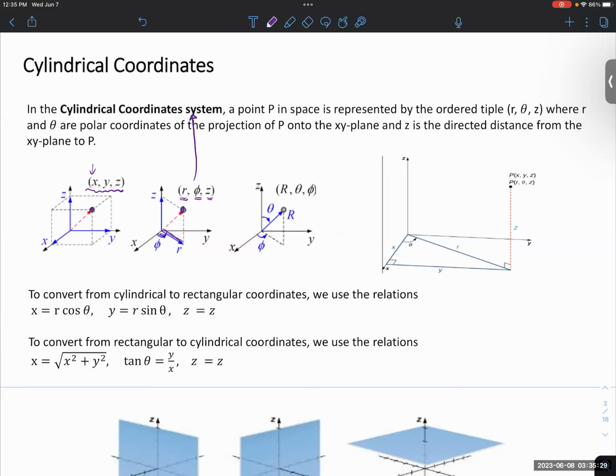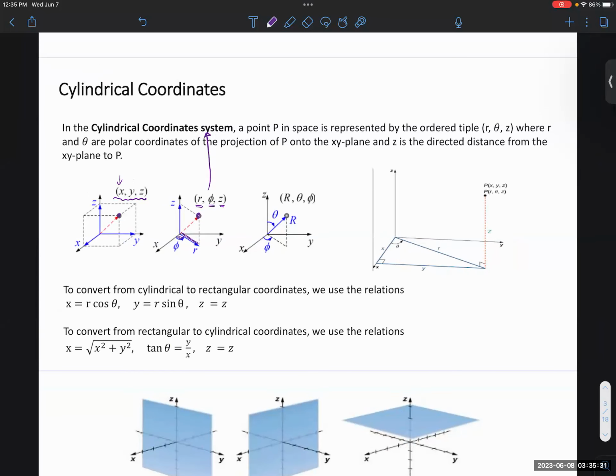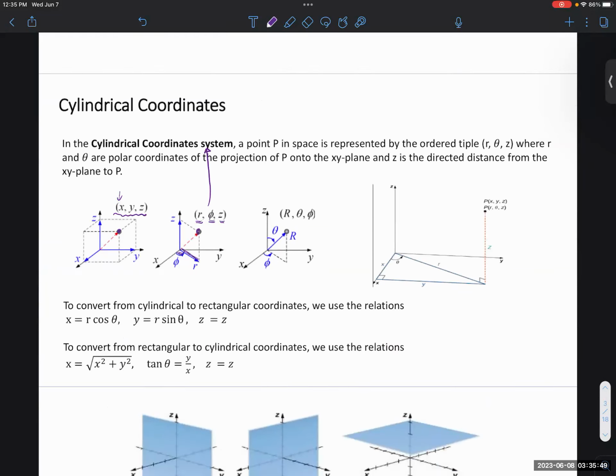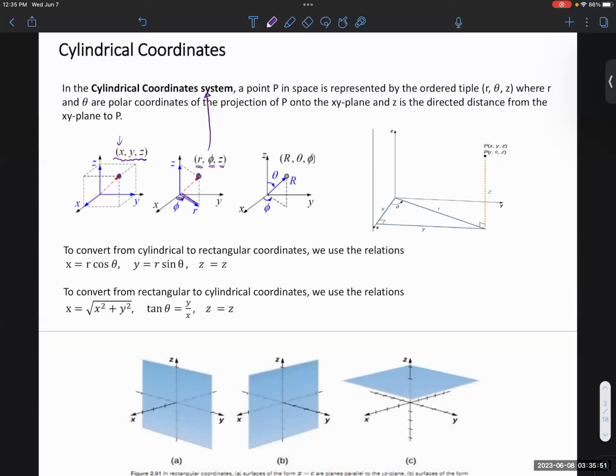And as I mentioned, we are not only talking about the cylindrical coordinate system, we're going to talk about the spherical coordinate system also. So in this video, we have two systems to locate the same position as the Cartesian coordinate system. One is the cylindrical coordinate system, another one is the spherical coordinate system. This is the cylindrical coordinate system, and I will show you the spherical coordinate system later. We're going to show you how to convert back and forth.